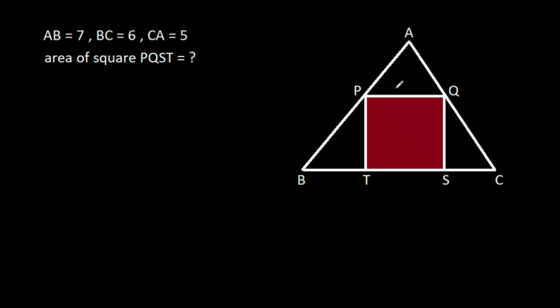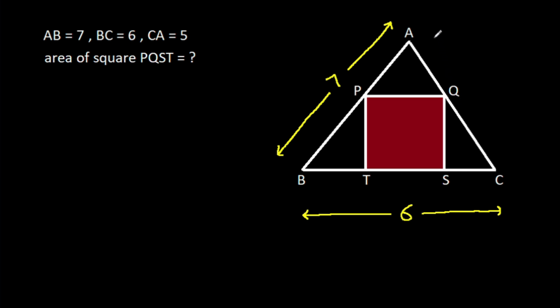In this video, we have been given that AB is 7, BC is 6, CA is 5. Then we have to find the area of a square PQST.